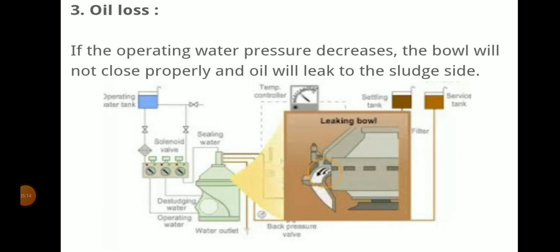If operating water pressure reduces, the bowl will not close properly, and oil will leak to the sludge side. This may be the reason.